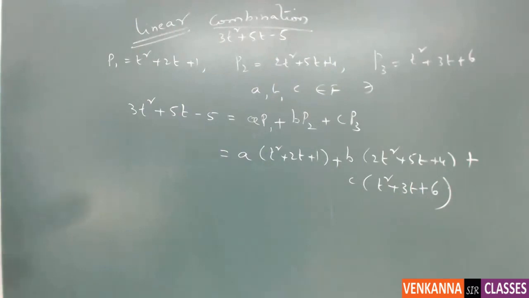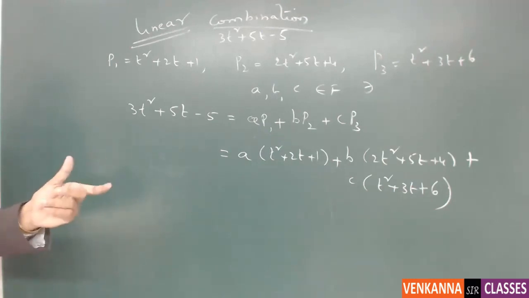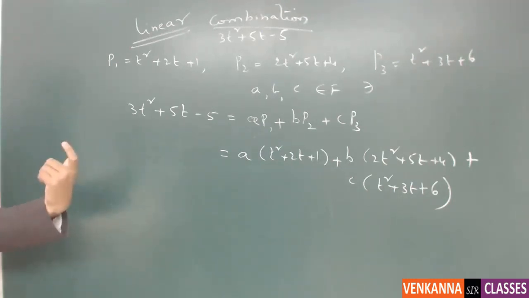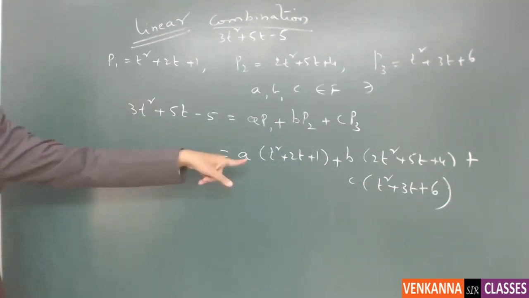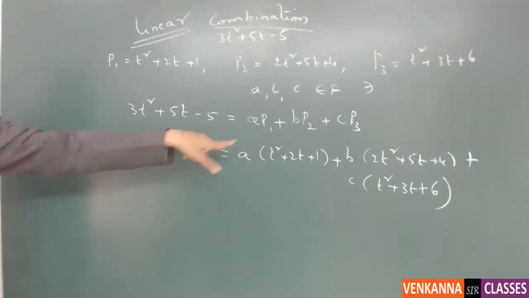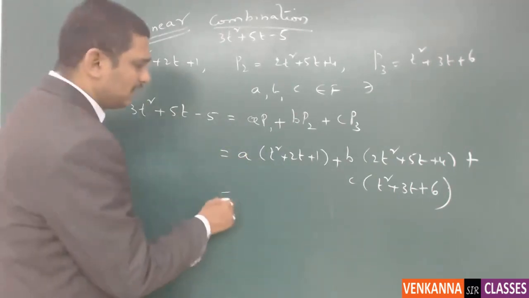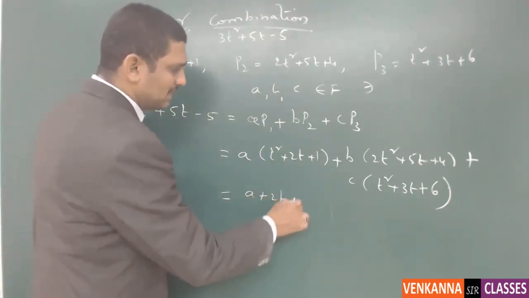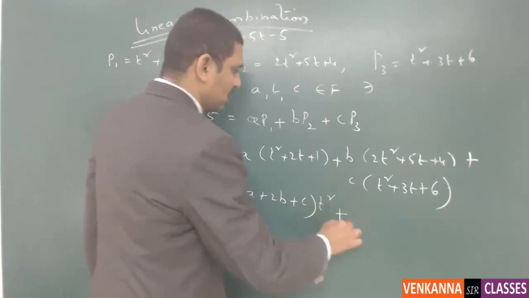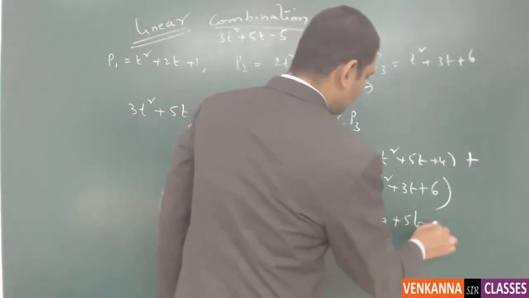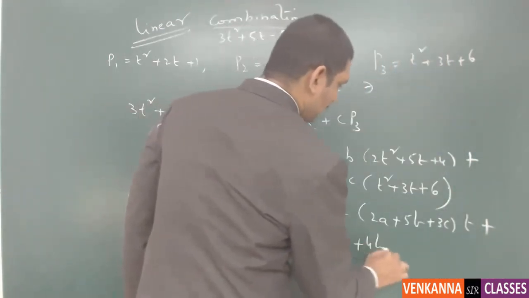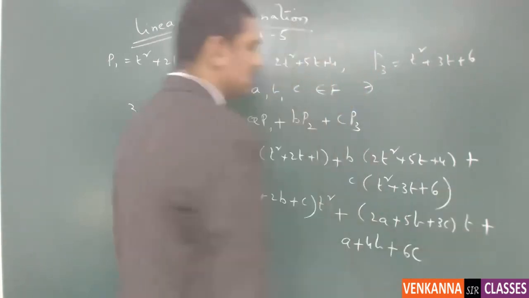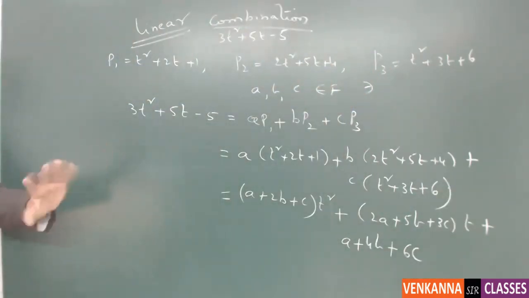How to solve it? If you multiply all these things and take the terms common, because on the left side you have the highest power t square, t and a constant. Similarly, by multiplying all these values, you take the respective terms as common. So if you observe that, it will be (a plus 2b plus c) of t square, (2a plus 5b plus 3c) of t, and then you have a plus 4b plus 6c. This is the constant, simply by taking the terms as common.